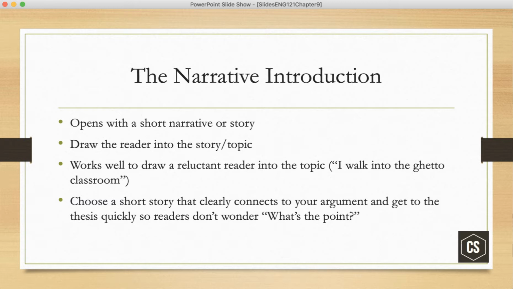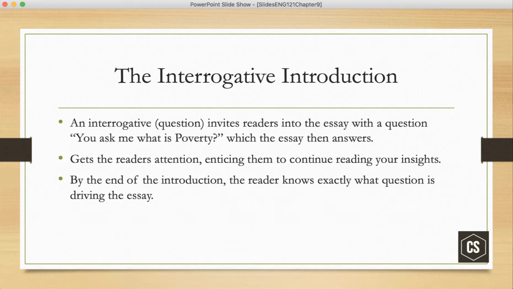So what Parker does is a little bit of a narrative in a way. She starts with some questions, but she also tells us her story. Choose a story that clearly connects to your argument and get to your thesis quickly so readers don't wonder what the point is. So even though I encourage the use of narrative introduction, don't spend all your time and all your word count on that narrative. Make sure that you're telling a concise story and getting to the point.